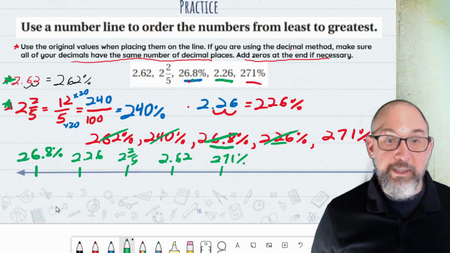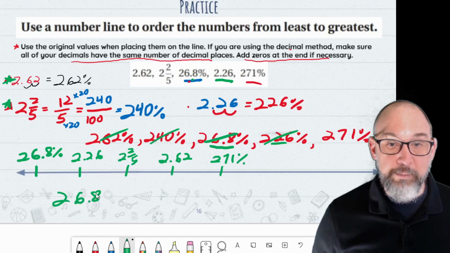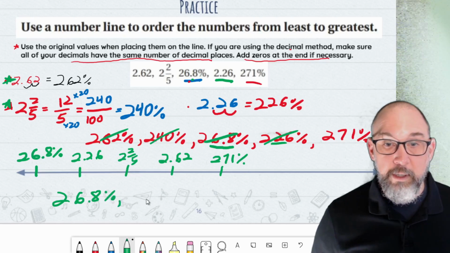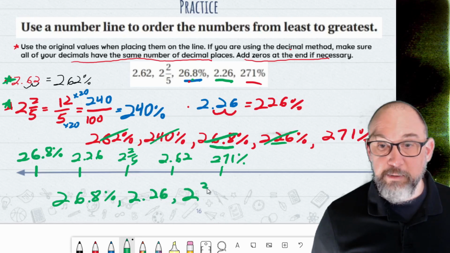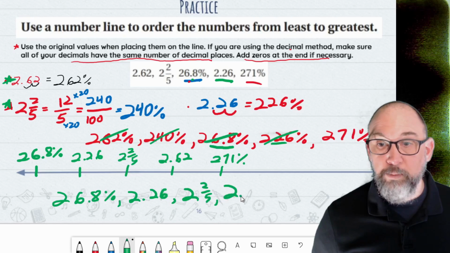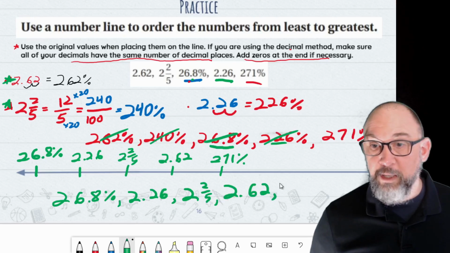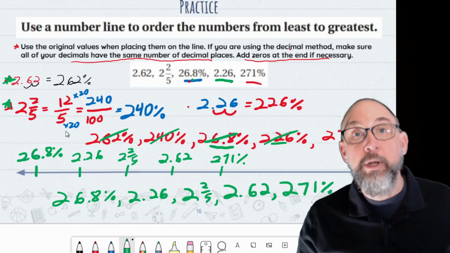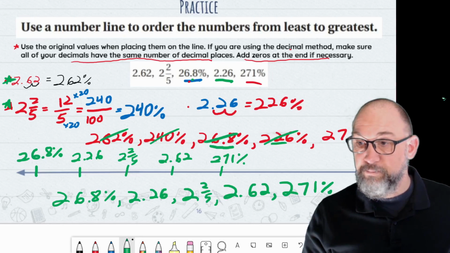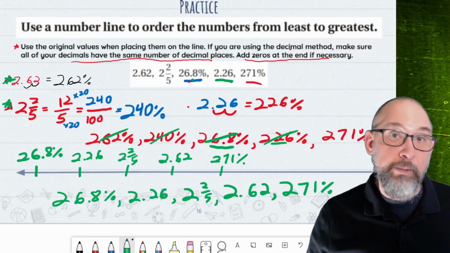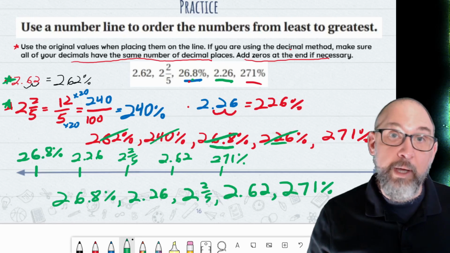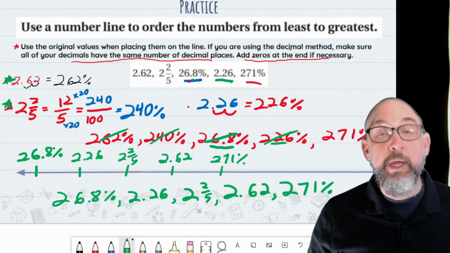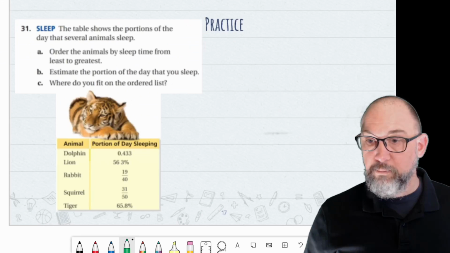So from least to greatest, I have 26.8%, 2.26, 2 and 2/5, 2.62, and 271%. When you put them in order, remember, original form. Now, make sure you pause, go to your notes, and solve this problem. You can take a picture here to help you when you go back to fill it in.